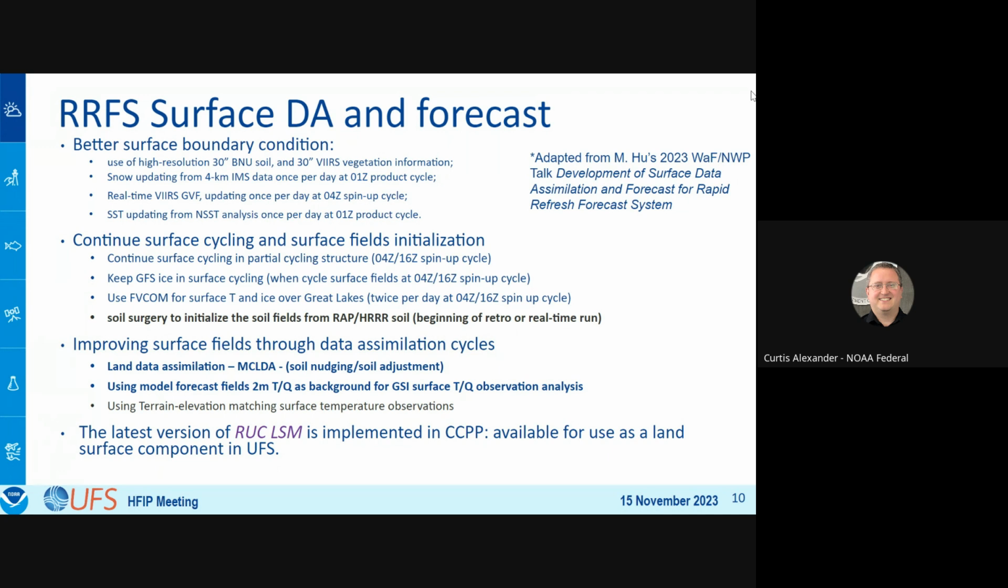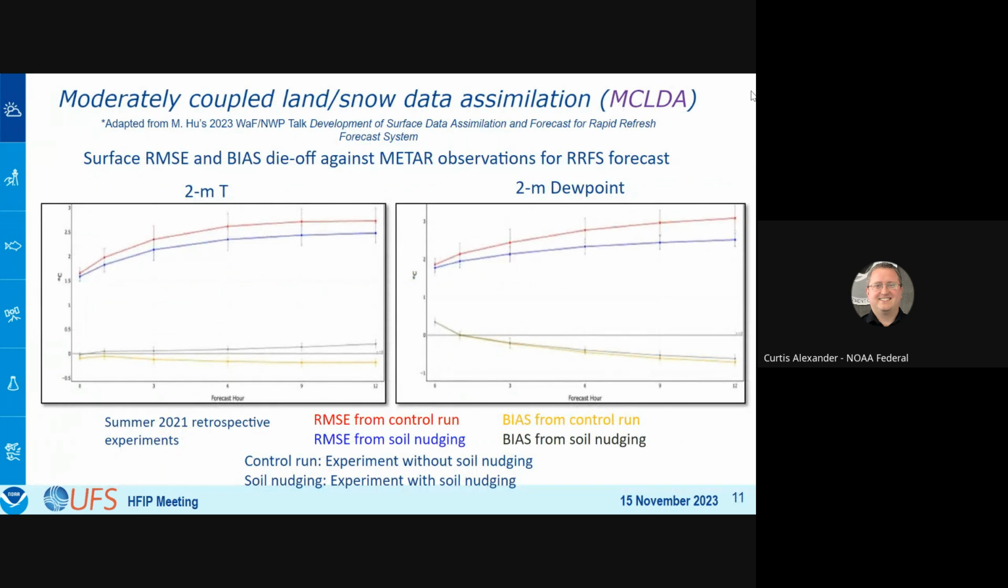Next slide. And again, the moderately coupled DA certainly helps us improving the low-level atmospheric forecasts, both in terms of error and reduced model bias. So we see that as a compelling benefit to having that in place for RRFS v1. Next slide.